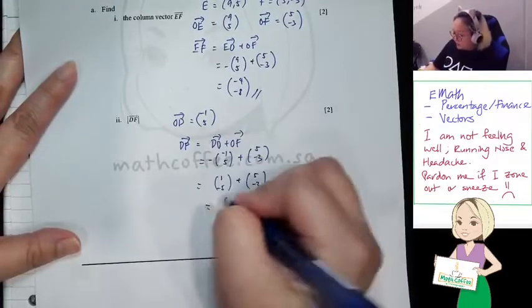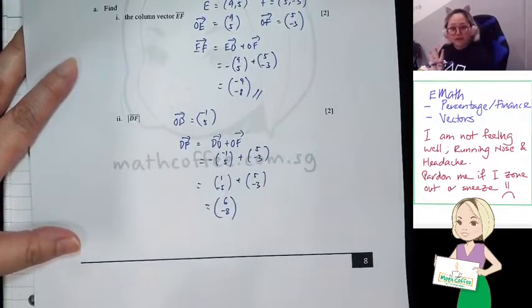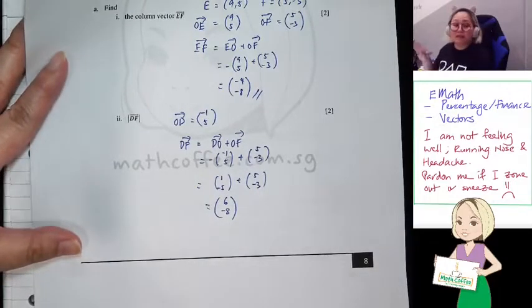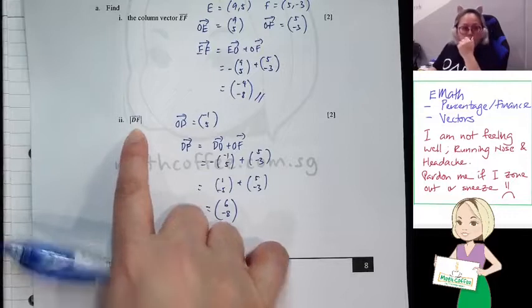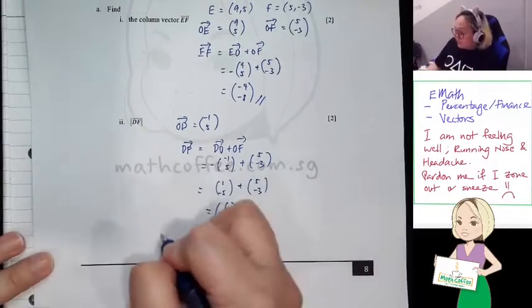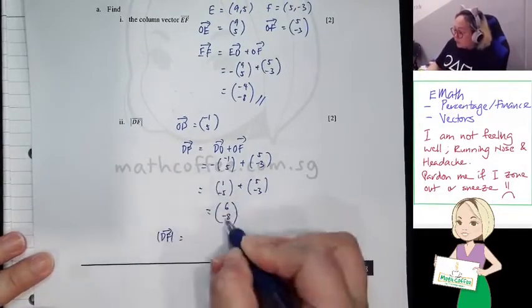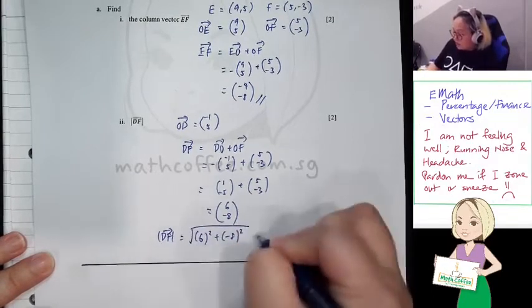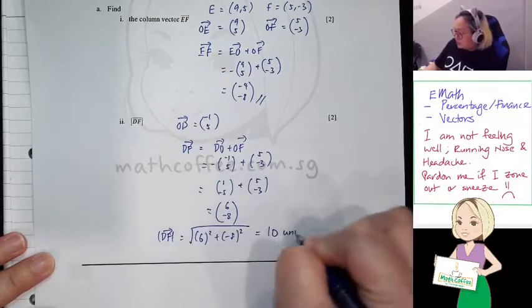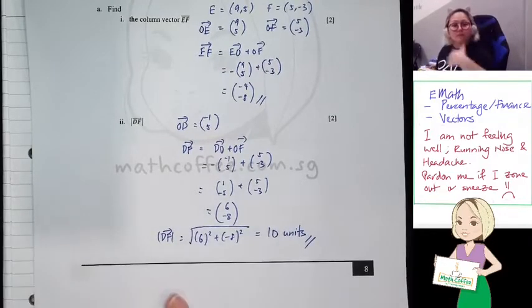So we are done. But wait, that's not the final answer because they are not asking for the vector DF. They are asking for the magnitude of DF. So I just need to do one last step. Magnitude, just take the two numbers, square them, 6 squared plus negative 8 squared and square root, and you will get 10. So just write 10 units. Can?